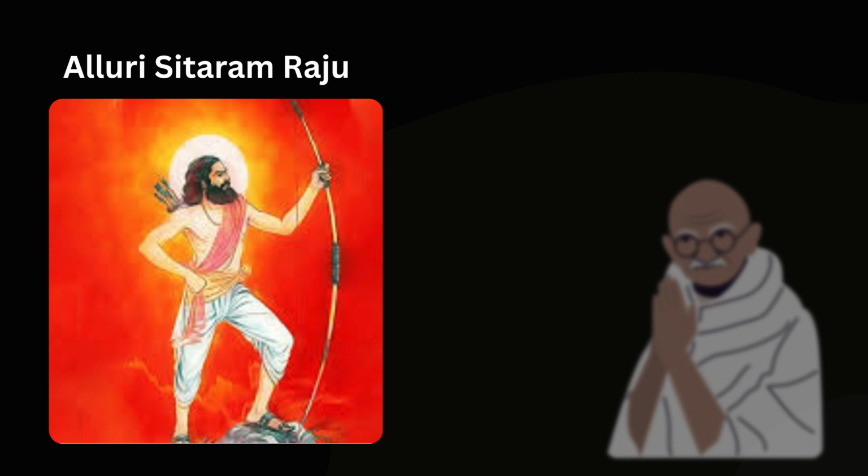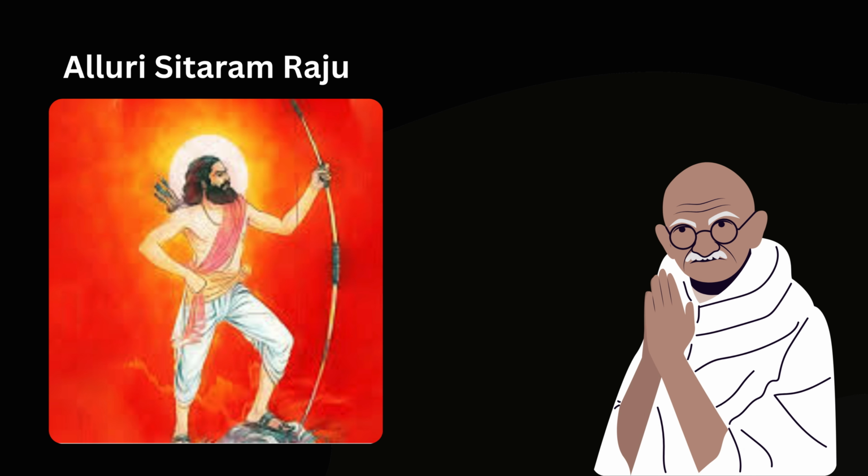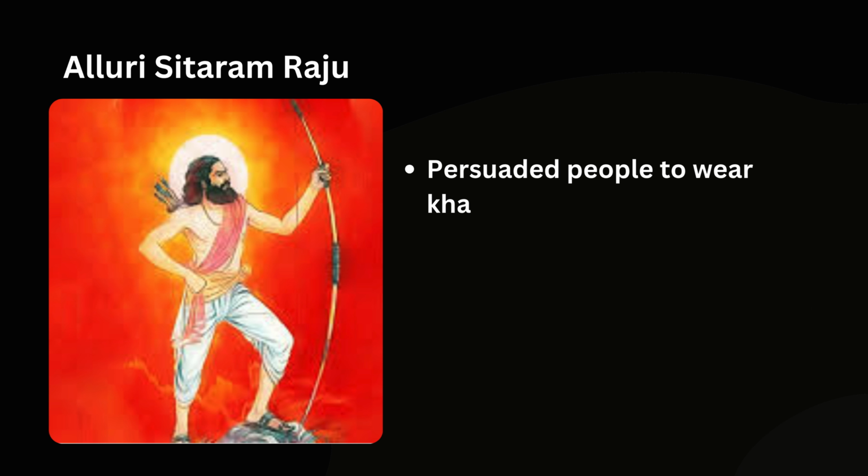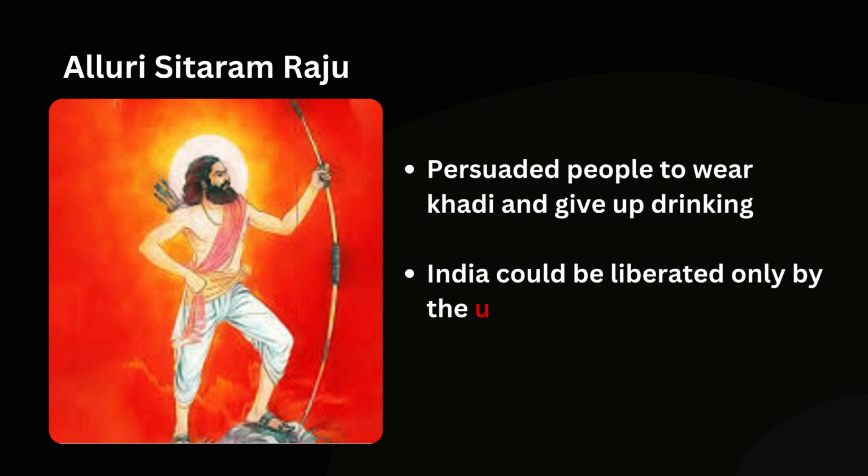Sitaram Raju talked of the greatness of Mahatma Gandhi, said he was inspired by the non-cooperation movement, and he persuaded people to wear khadi and give up drinking. However, he asserted that India could be liberated only by the use of force, not non-violence. The Godem rebels, who followed Sitaram Raju blindly, attacked police stations, attempted to kill British officials, and carried on guerrilla warfare for achieving Swaraj. Later, Sitaram Raju was captured and executed in 1924 and over time became a folk hero.